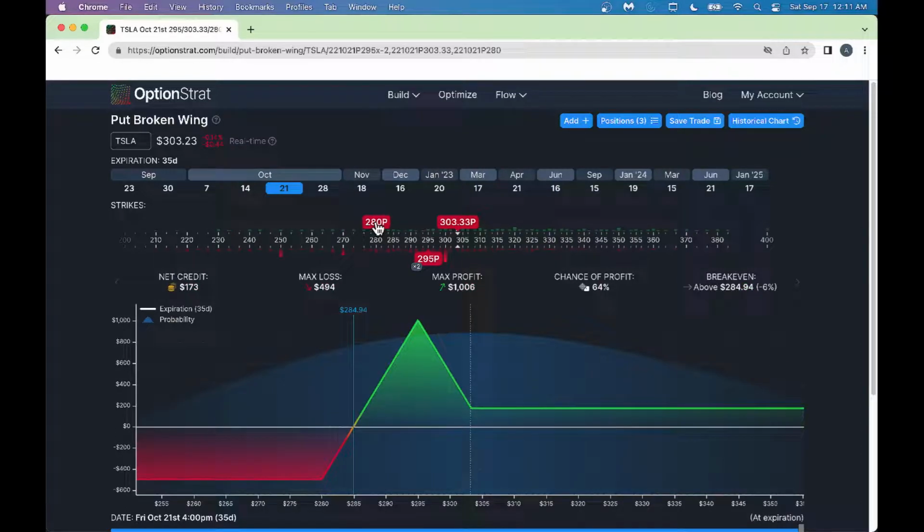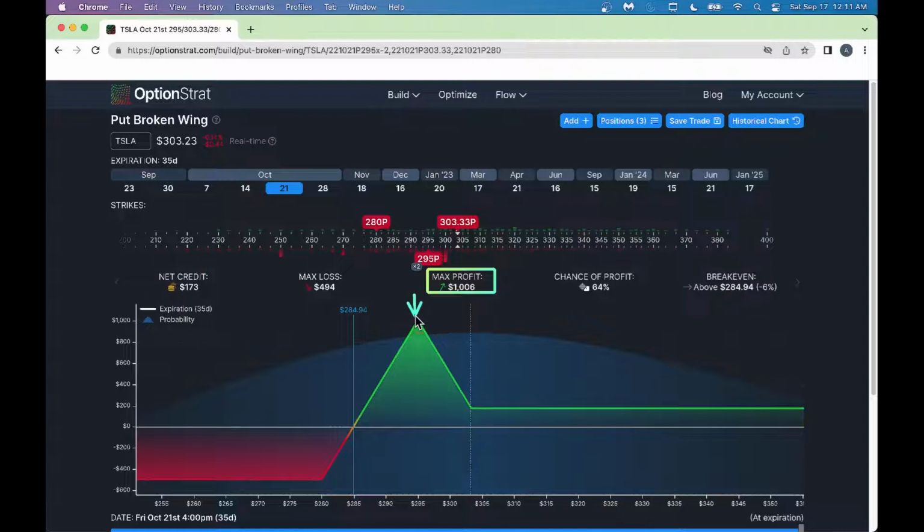Look, now we are converting this into a put broken wing butterfly. Now see what happens. It's a defined risk strategy. You can sleep well at night. Look what's going on now. Your net credit drops slightly to 173, and your max profitability is, look, $1,000. As the stock comes towards 295, this is your region where you make the most money here.